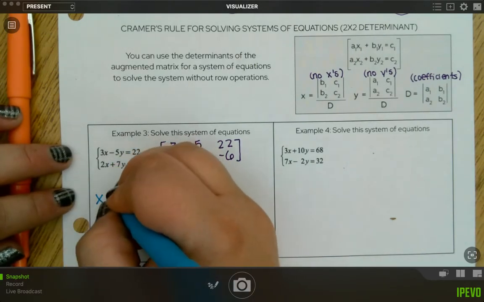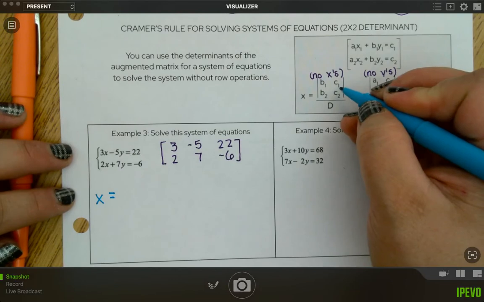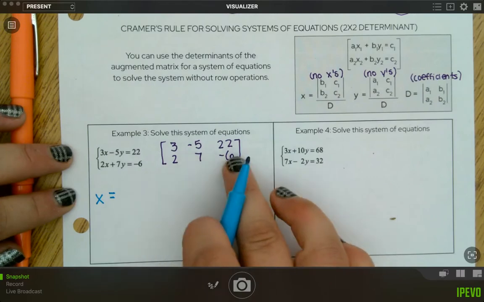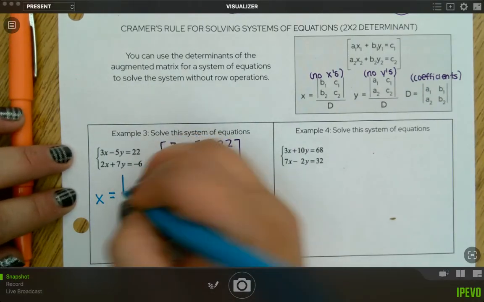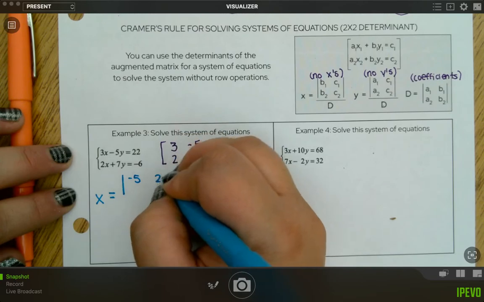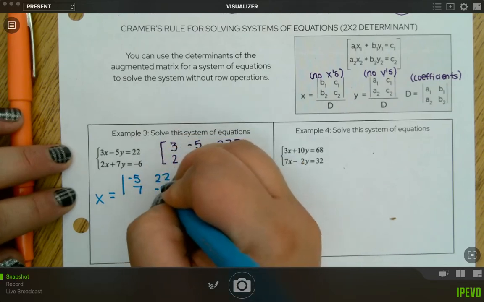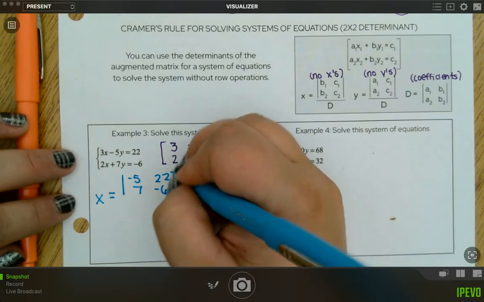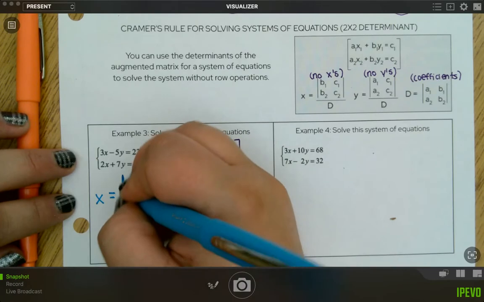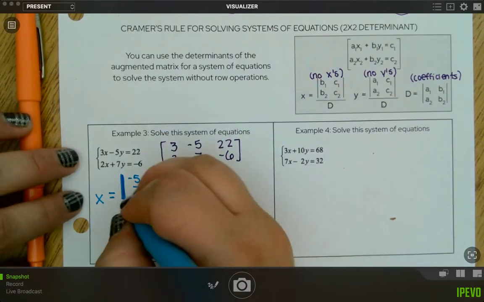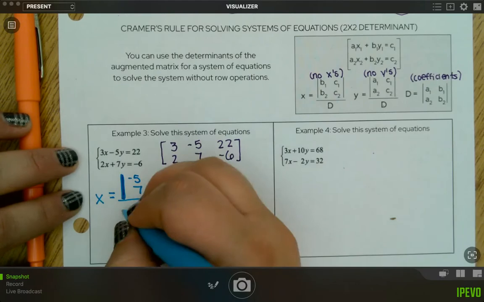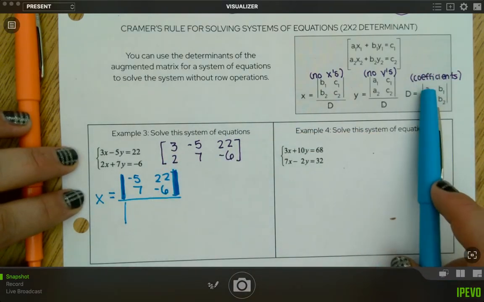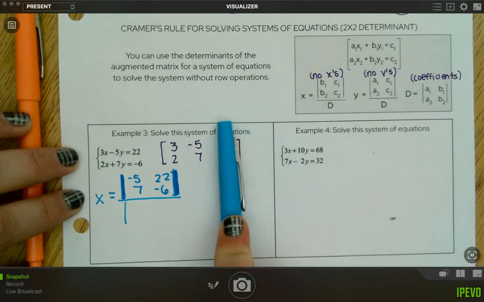So x is going to be, and we're going to write the determinant without the first column of the x coefficients. So just these two. So -5, 22, 7, -6. Oops, I meant for that to be a determinant line. I'll make the other one match. There you go. And then we're going to divide that by the determinant of, if I skip and do just the coefficients, that's what D is. So that's 3, negative 5, 2, 7.